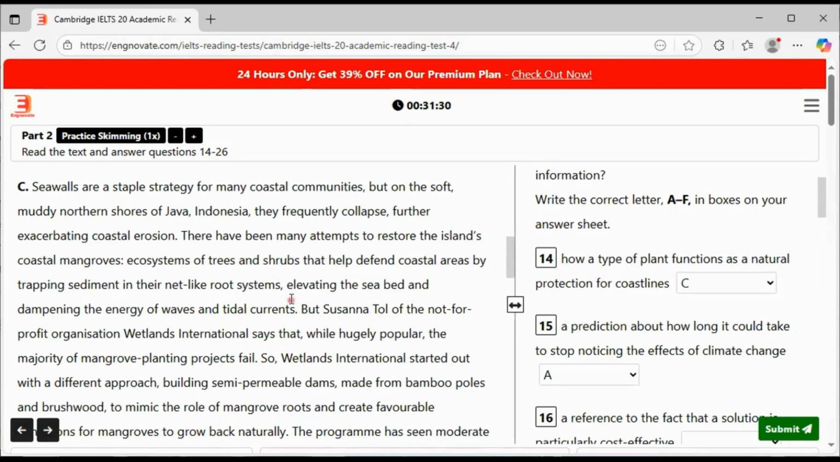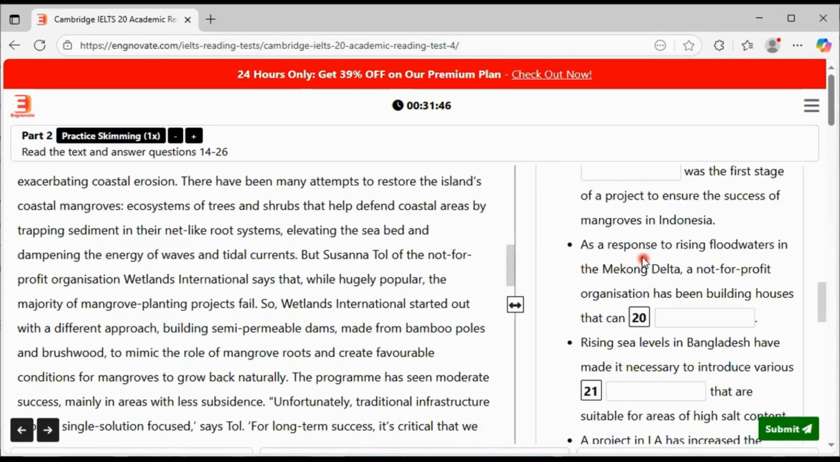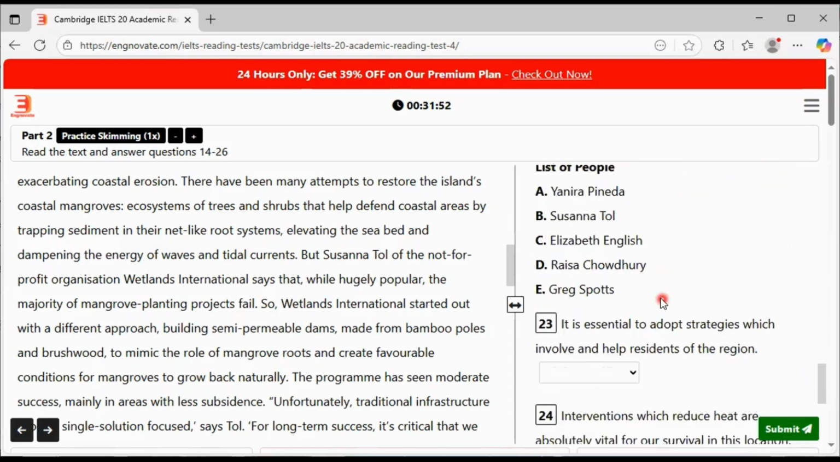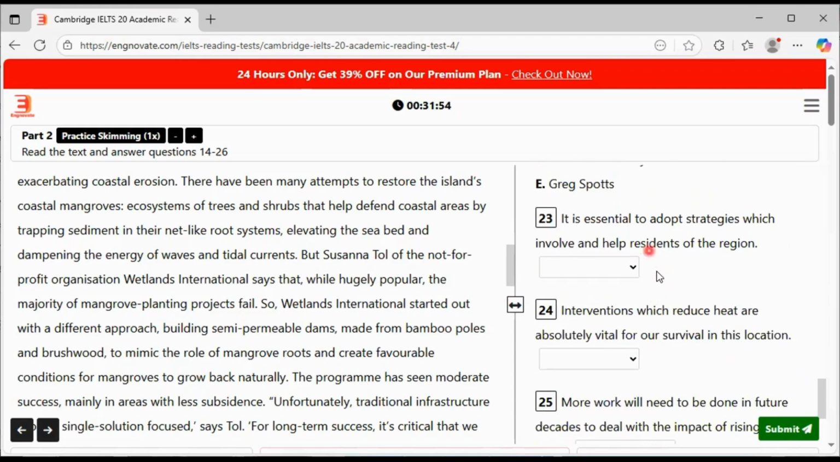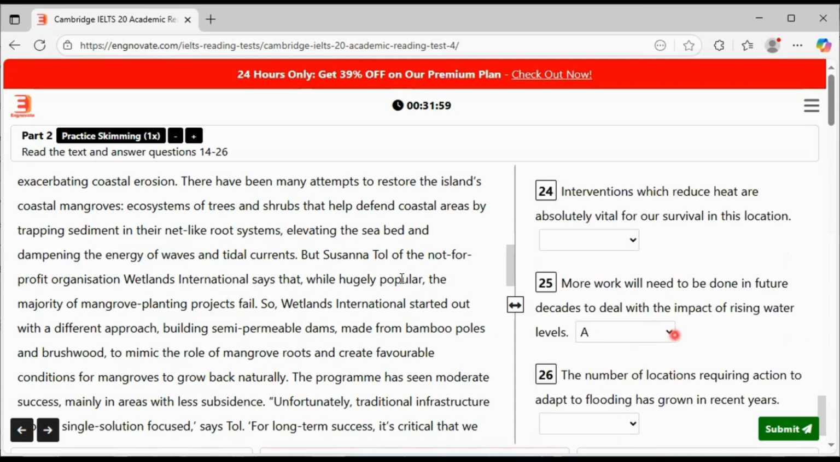Let me finish up that paragraph C. Elevating the seabed, but Susanna Tol of the not-for-profit organization Wetlands International says that while hugely popular, the majority of mangrove planting projects fail. Hold on. Yeah, Susanna Tol is here. The majority fail. Okay, that's not here yet.